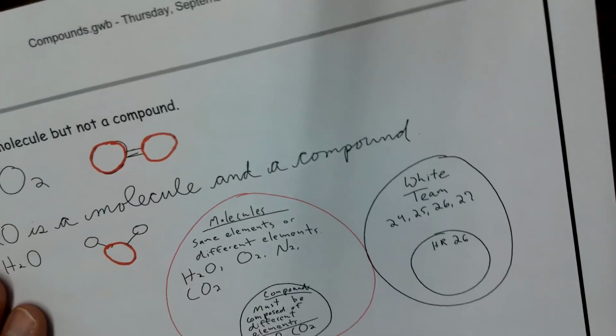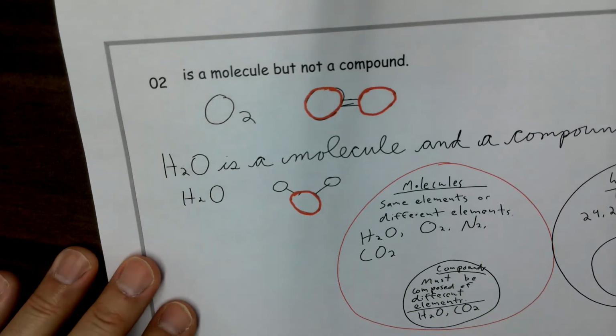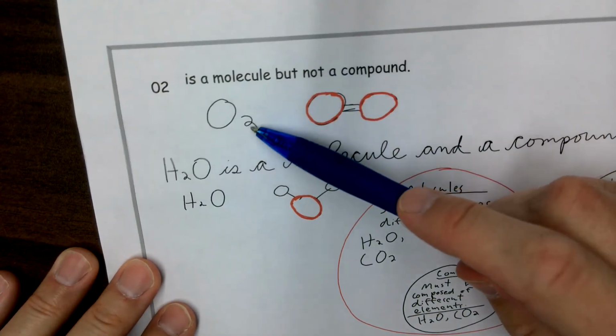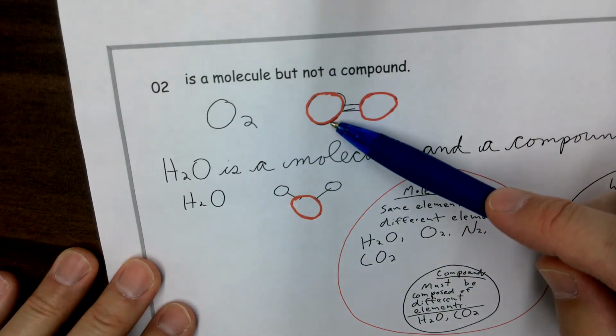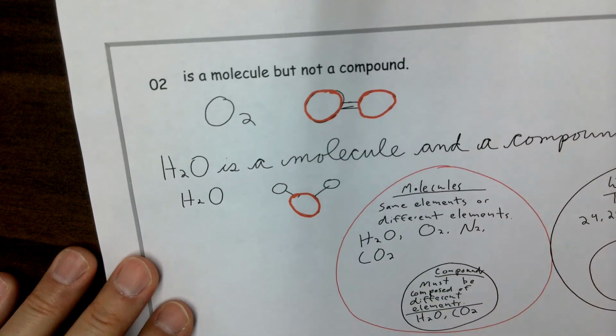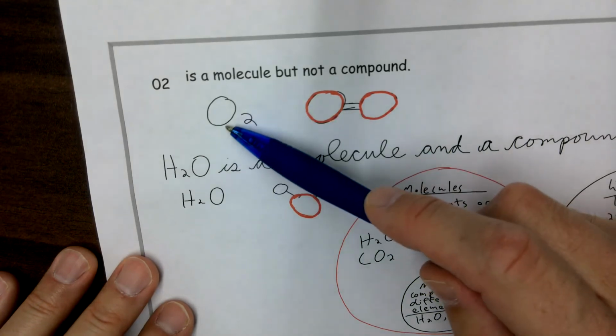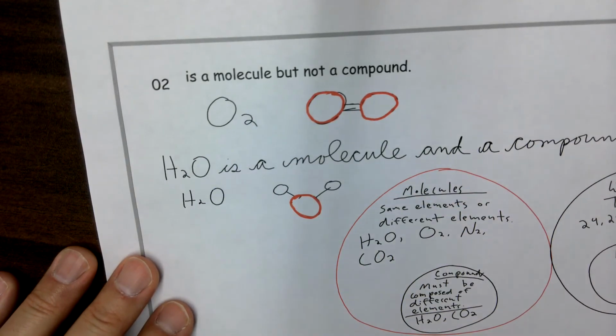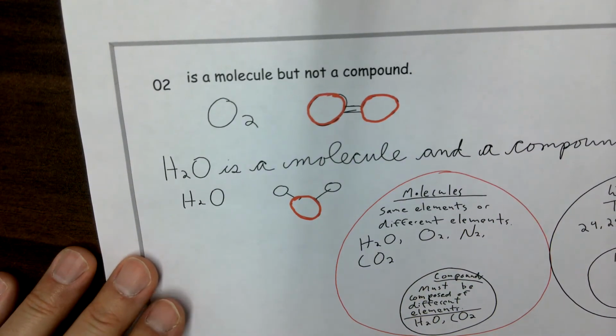And this is a review from previous lessons. Look, O2 is a molecule but not a compound. Why is it not a compound? Raise your hand. Good job. It's not a compound because there's only one element, oxygen. Compounds have got to have more than one element.